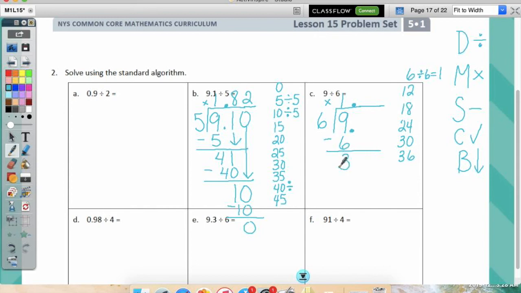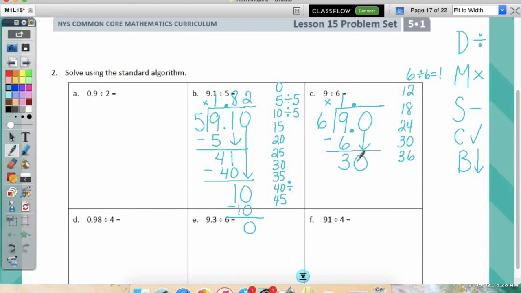Yes. Okay, so my question I ask myself now, Cody, is what? What do I ask myself? Is the 3 less than 6? Is it? So I need to bring down the next number. What's the next number I bring down? A 0. Okay.